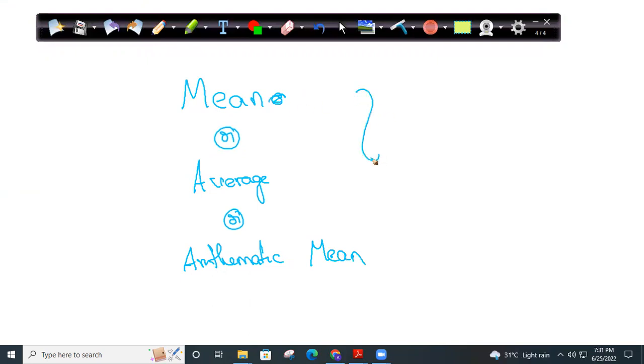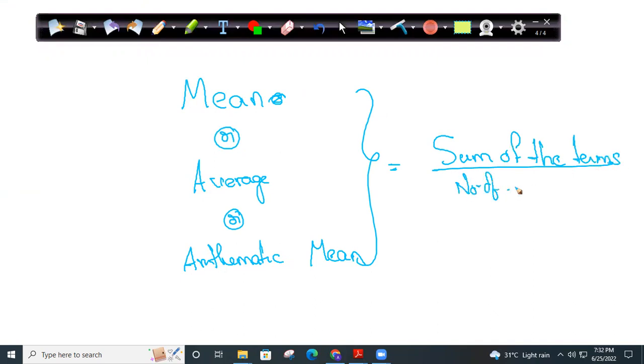It is called as mean, average, or arithmetic mean. So what is the meaning of mean? Sum of the terms by number of terms. That's it. I don't want more than this. So sum of the terms by number of terms is said to be my mean or average or arithmetic mean.